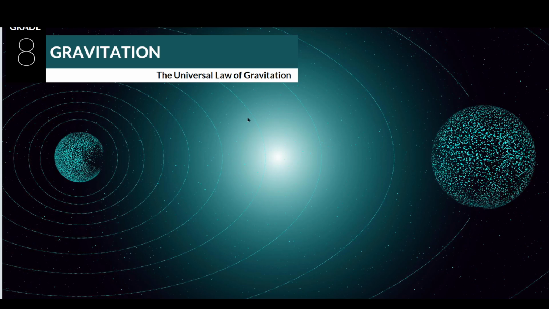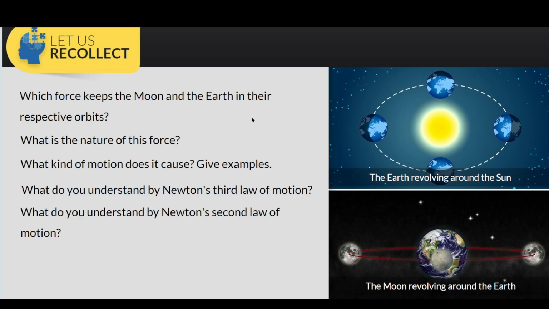The universal law of gravitation. So basically, gravitational force is responsible for all the planets revolving around the sun, like Earth revolving around the sun, and the Moon revolving around the Earth. Let's understand what this force is, how it works, and how all the planets are able to revolve around the sun.